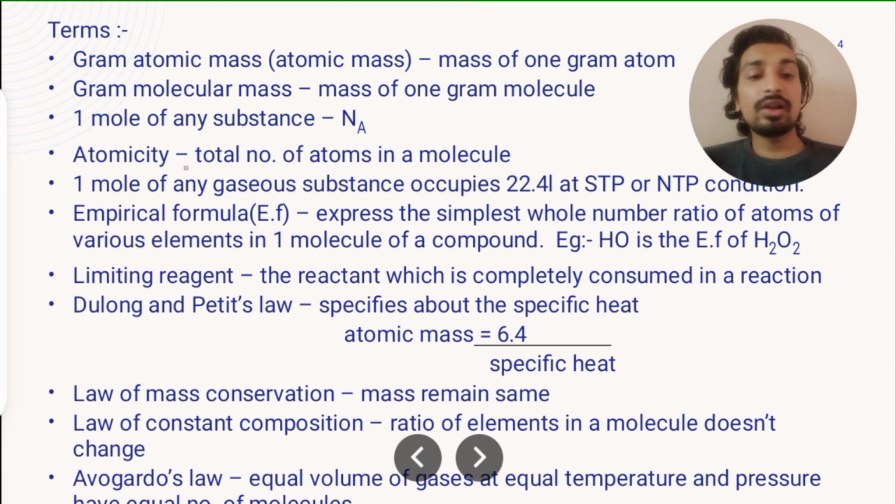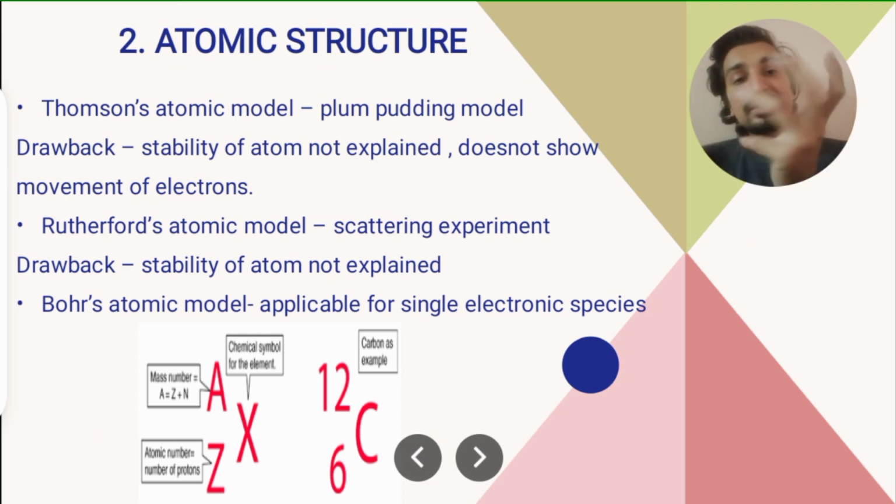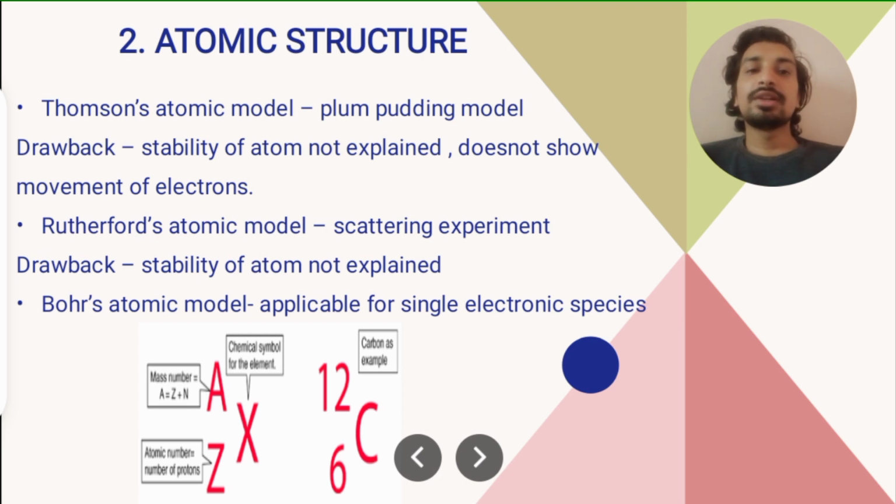And Avogadro's law tells us that the volume of gases at equal temperature and pressure has an equal number of molecules. So that is STP, what you studied. If we take 2 gases at the same volume, they will have the same number of atoms.